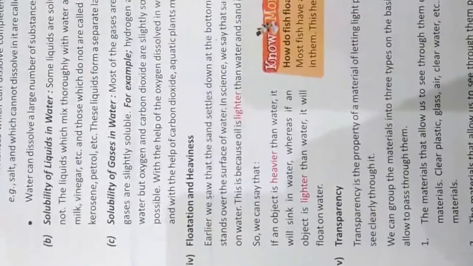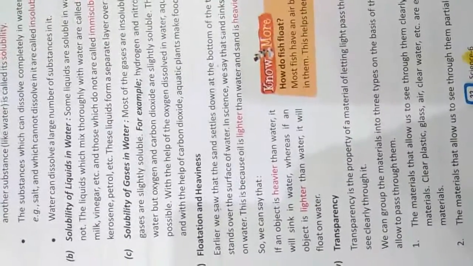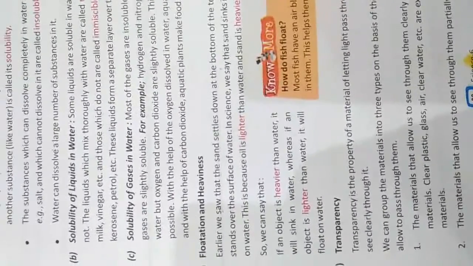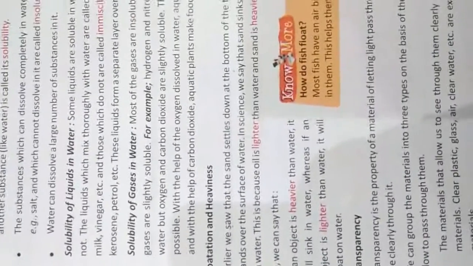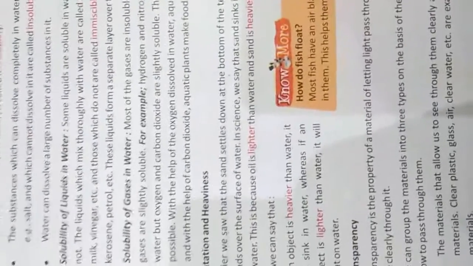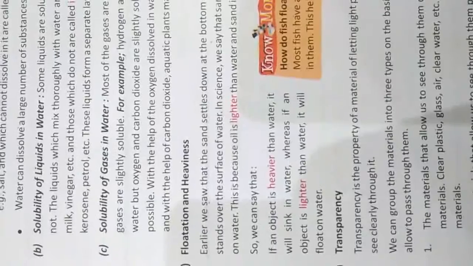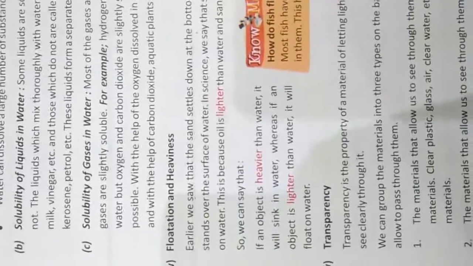So here we have the other physical property, that is flotation. An object floats on water due to its density. Density is defined as mass per unit volume. If the density of an object is less than water, then it will float on water, and if it is heavier than water, it will sink to the bottom. So the objects which are heavier than water sink to the bottom, and those which are lighter than water float at the surface of it. So we can say that if an object is heavier than water, it will sink in the water, whereas if an object is lighter than water, it will float on the water.